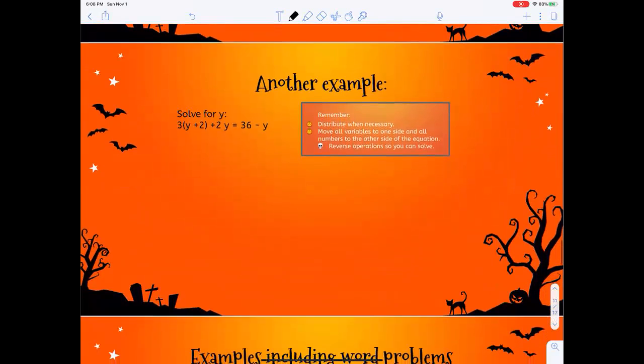Now, I want you to see it doesn't always have to be x. The variable could be y, it could be z, it could be c, it could be k, it could be any letter, right? It's a variable. Variables are letters. And we're solving for that variable.